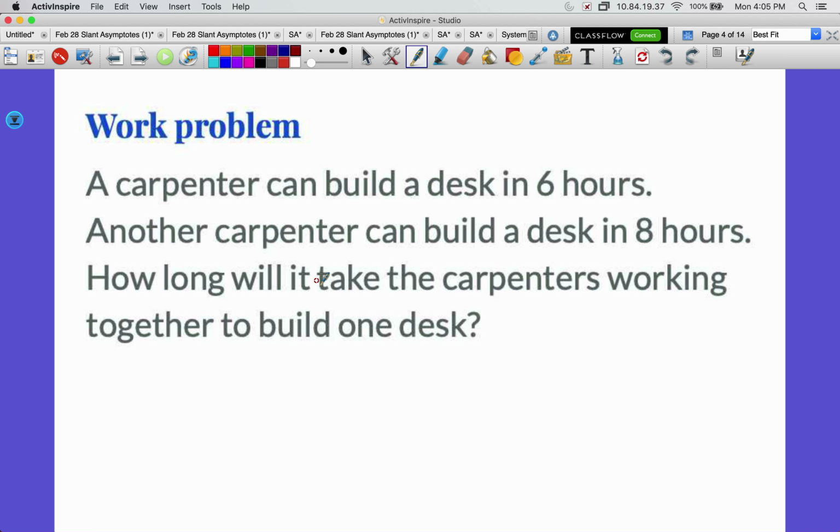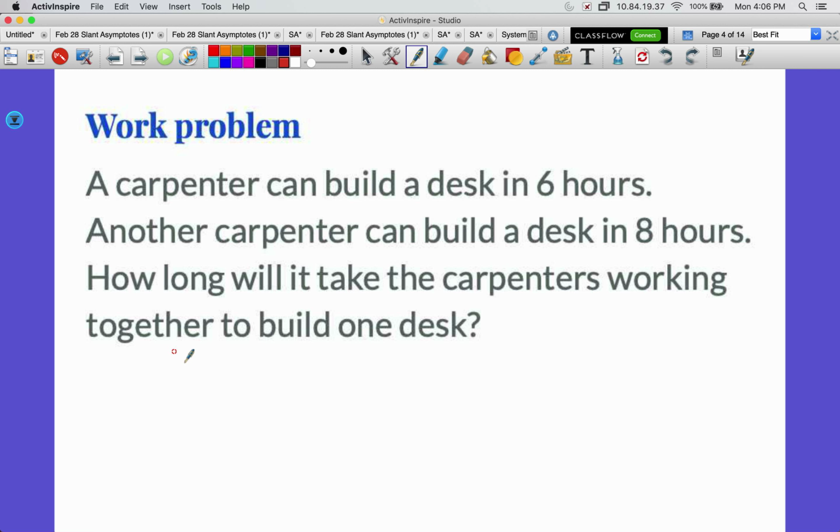Starting with this one. A carpenter can build a desk in 6 hours. Another carpenter can build a desk in 8 hours. How long will it take the carpenters working together to build one desk? And we're imagining that they don't slow each other down at all. You know, they maybe just build from two ends and meet somewhere in the middle, but it wouldn't be the exact middle because the first carpenter can build faster than the second.